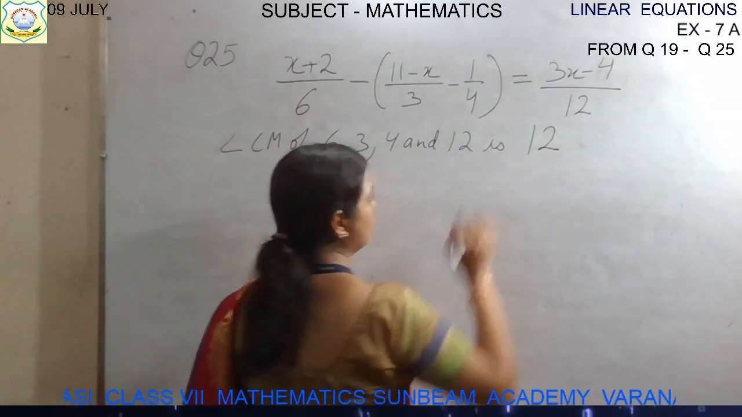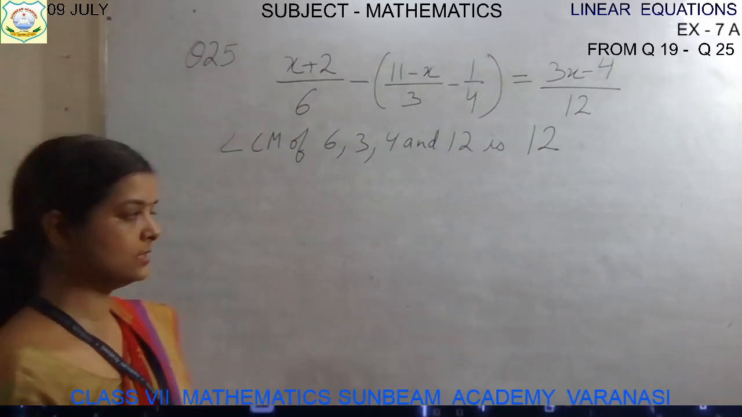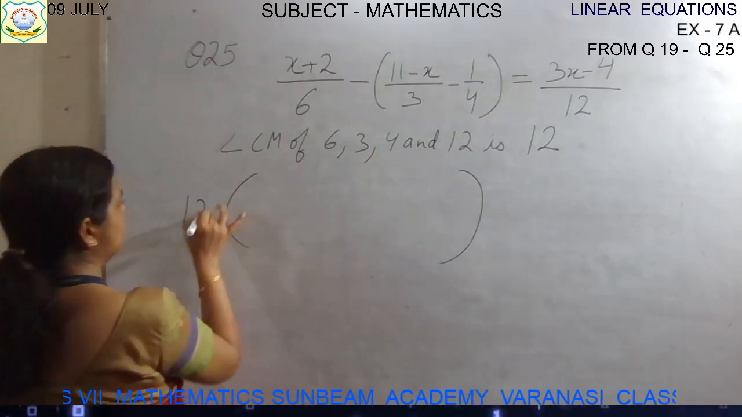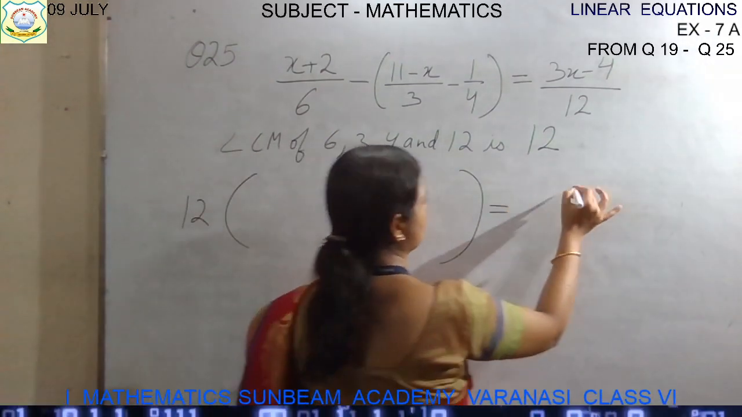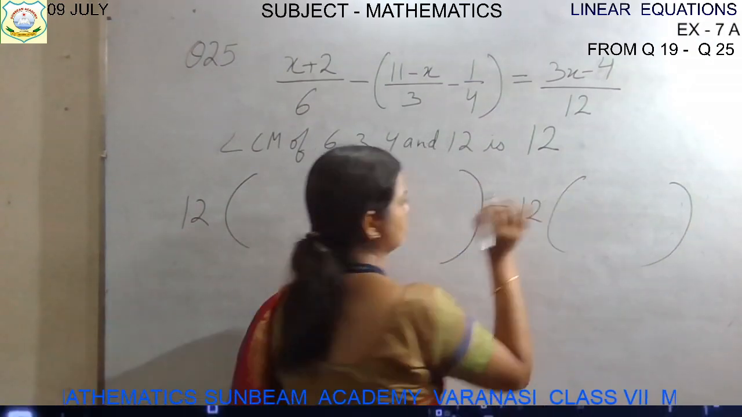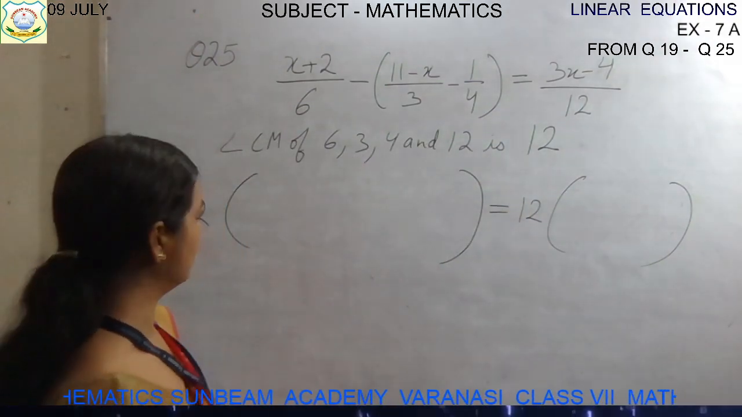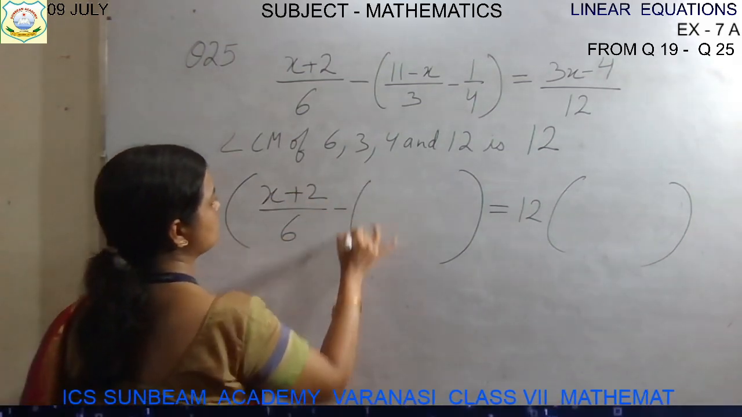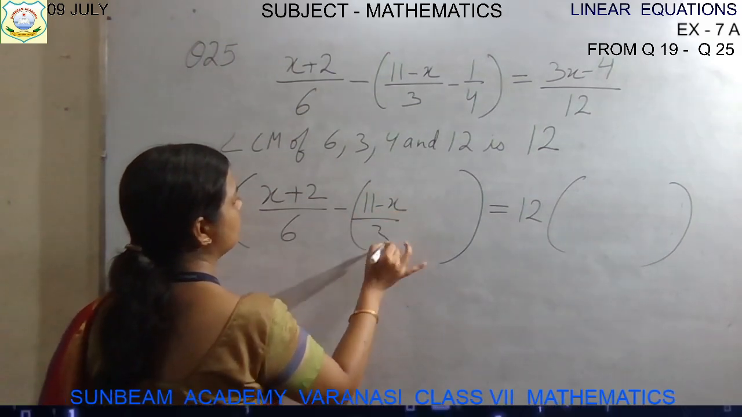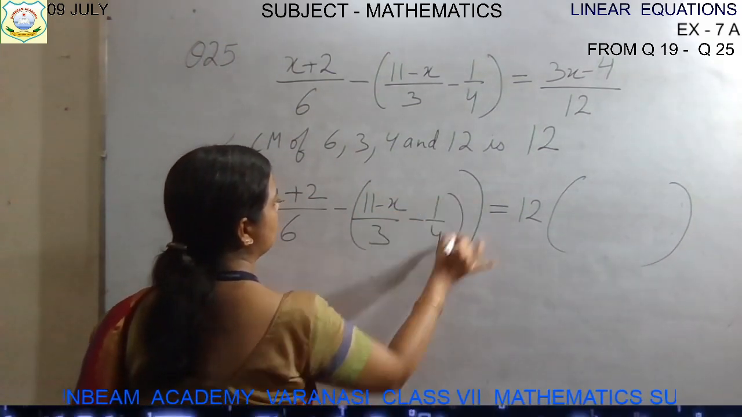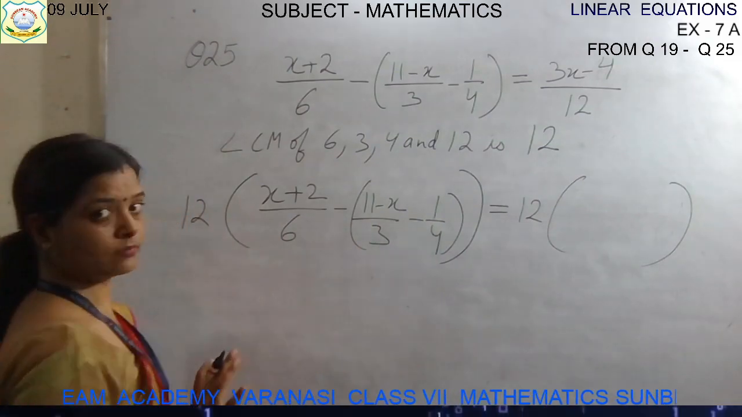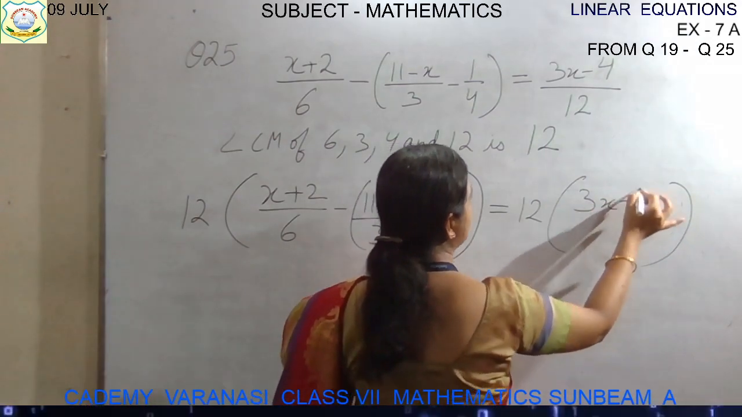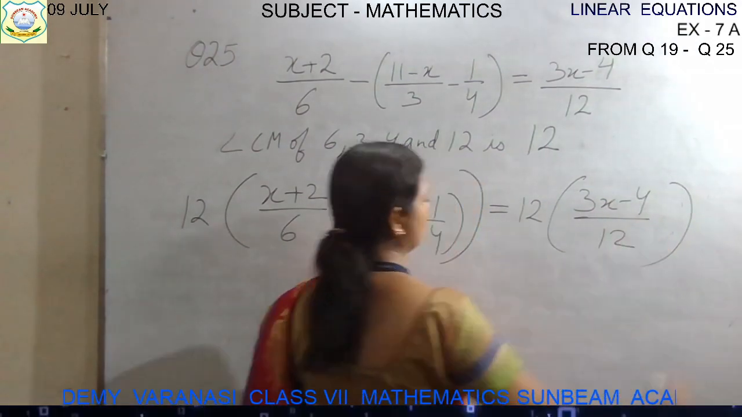Now, what will we do? We will multiply 12 on both sides. Let's multiply it children. 12 times the left side, equal to 12 times the right side. Now, what is the expression? (x + 2)/6 − (11 − x/3 − 1/4). If it is in a bracket, keep it as it is. No need to open the bracket right now. And the right hand side children, (3x − 4)/12.